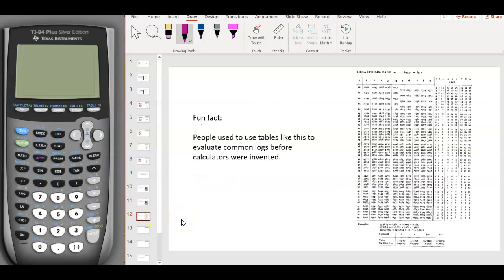Just a fun fact, you may be wondering what people did before calculators were invented. There were these large books that had tables like this, okay? And these were used to find common logs and natural logs before calculators were invented. What people did is they listed out all these values and you had to look up the table based on the base that you had and what number you were trying to find the log of.